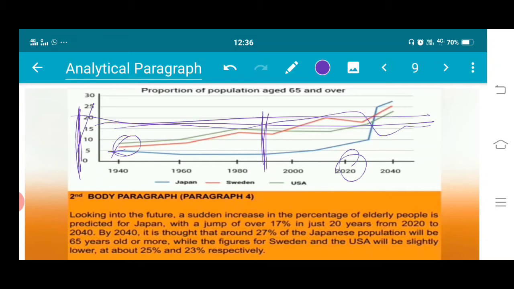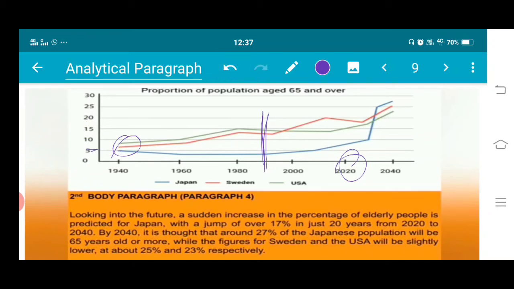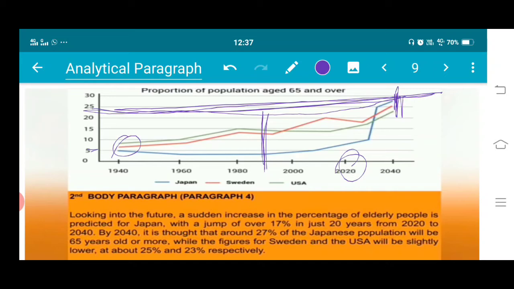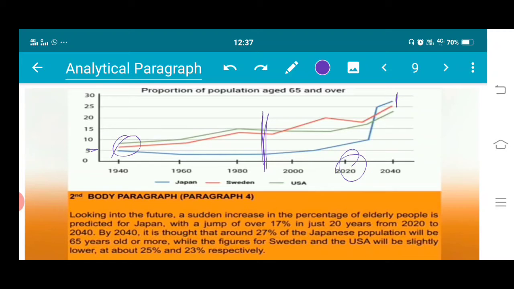So we can just see how to read the graph. That calculation we can do here, and according to that we have to do. With a jump of over 17% in just 20 years from 2020 to 2040, there is a gap. Earlier it was 5 at the initial stage, and when we are watching it here at 2040, it is reaching 25. So what's the gap? There is a gap of 17 numbers, right. So 17% in just 20 years from 2020 to 2040.